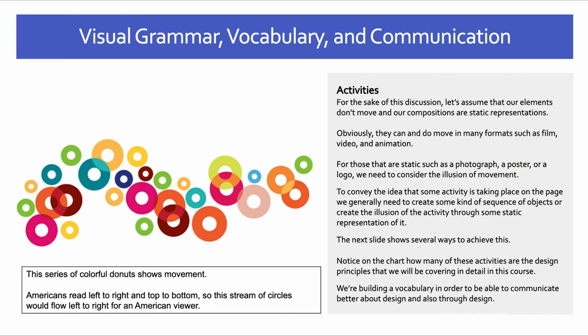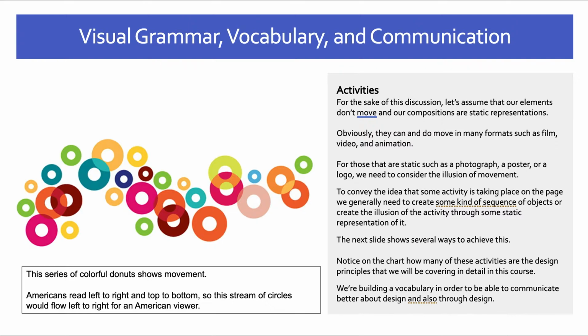Okay, so this colorful series of donuts shows movement. Now, because Americans read left to right and top to bottom, to us, the average American, this stream of circles is going to flow from the left to the right.